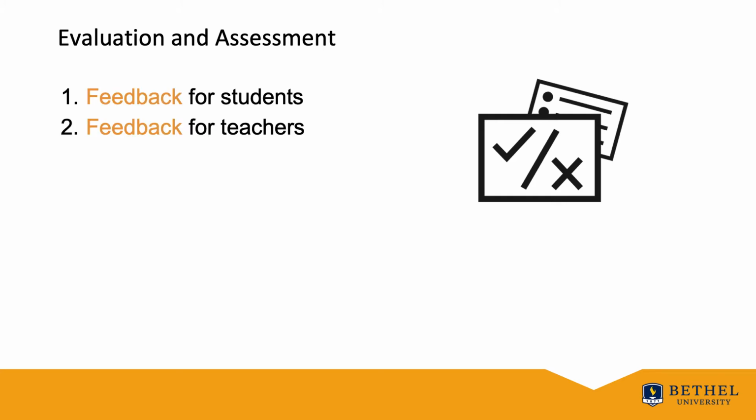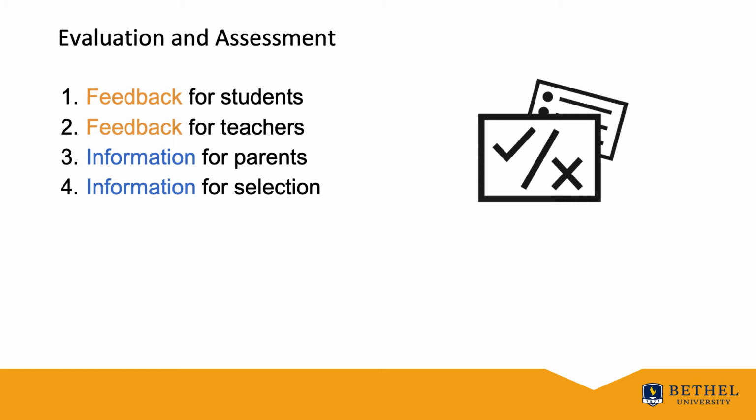The first 2 are feedback, which is information used for improvement, and that information is provided for the student and for the teacher. Parents get information about their children from assessments. We also use the information from assessments for selection, and this one always makes people a little nervous. But if you consider that selection means getting students what they need, it's a bit more palatable. We certainly know that assessments provide information for accountability for the teacher, the school, the district, and the state.